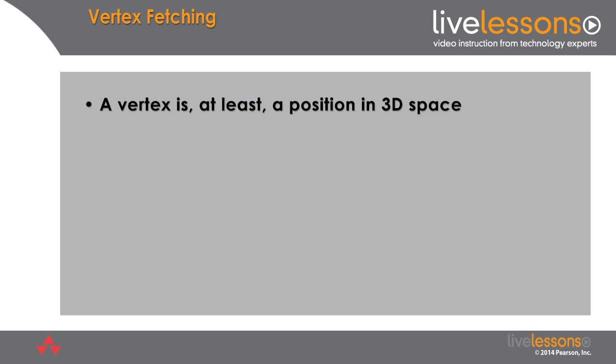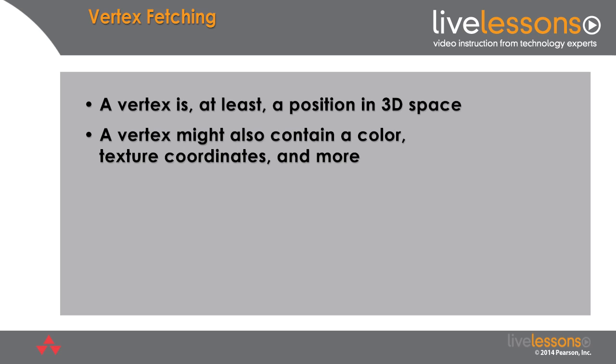So what exactly is a vertex? A vertex is, at least, a position in 3D space. When considering a line, there are two vertices that mark the endpoints of the line, and 3 vertices for a triangle. But I say at least, because it's often much more than that. A vertex might contain a color, a normal, useful for lighting calculations, texture coordinates, and more.